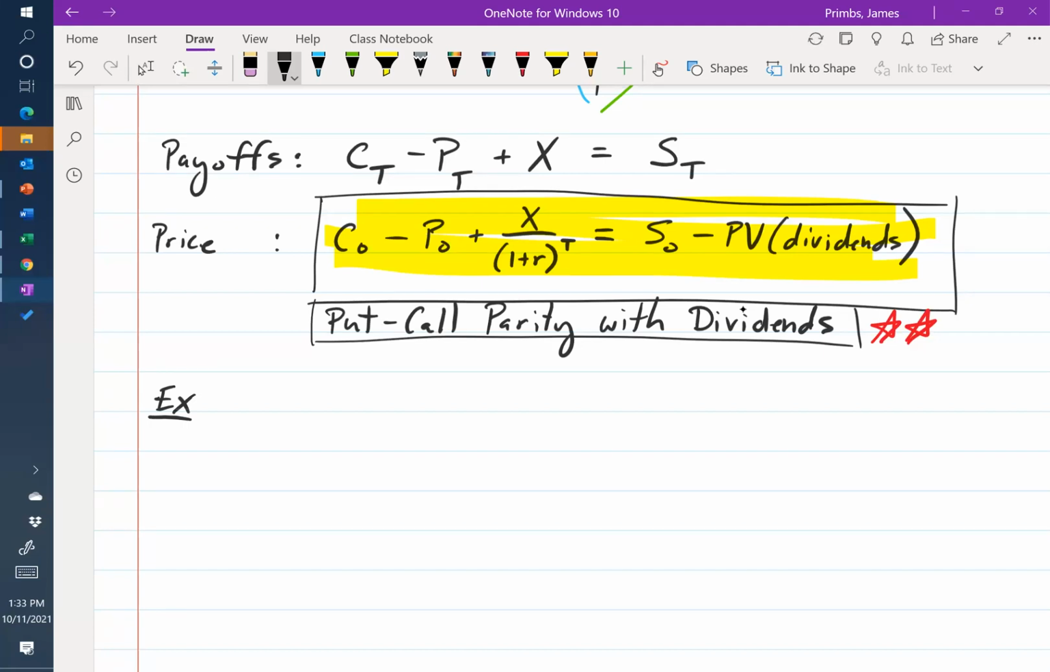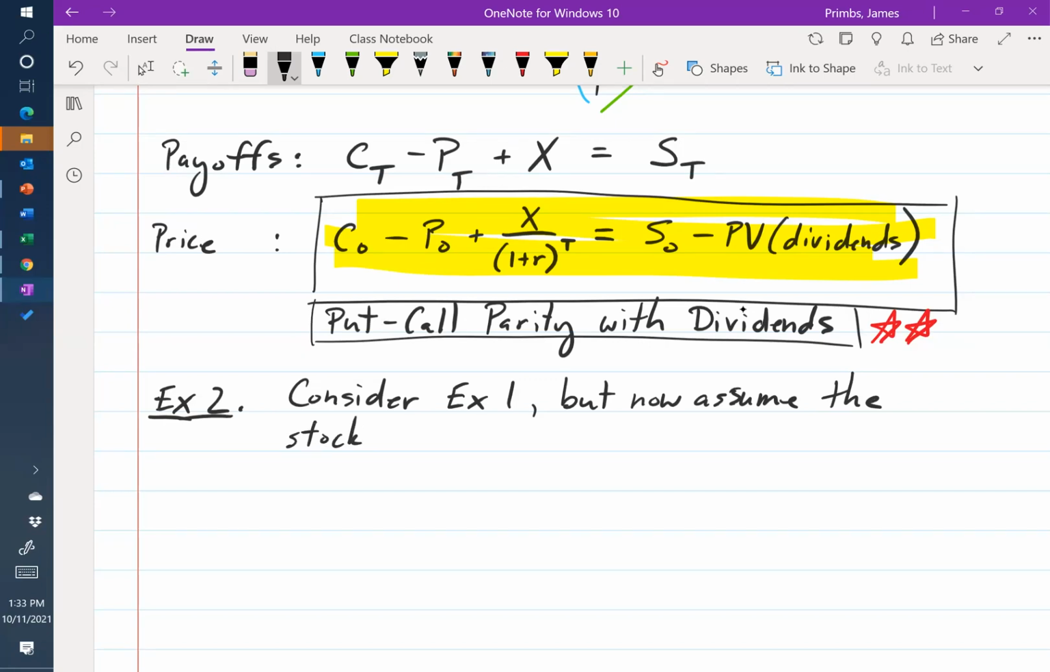In my notes, for some reason, I had this as example 2. I'm not sure why it's a 2, but I'll leave it as a 2 here. Oh, because I said consider example 1. I've got to remember what example 1 was. We'll look back at example 1. Consider example 1, but now assume the stock will pay a dividend of, let's say, 50 cents in 1 month. Okay.